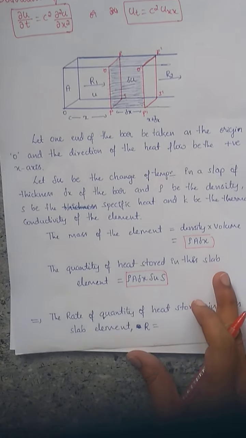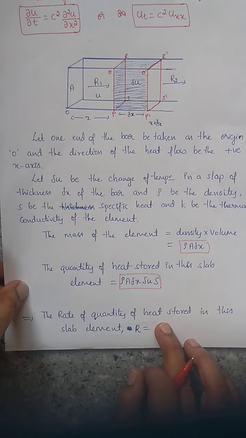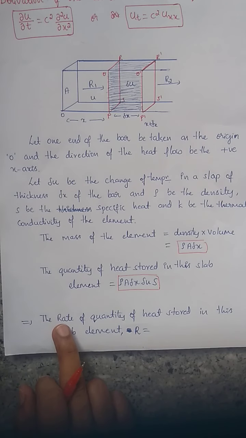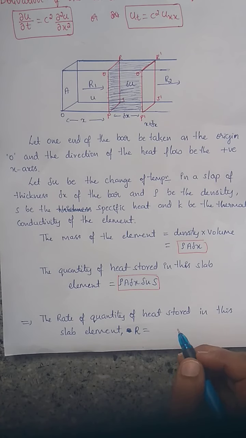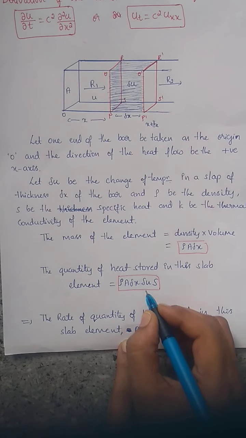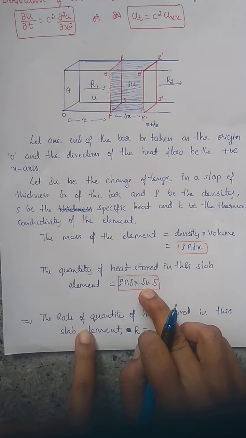Next, the rate of quantity of heat stored in this slab. Using this formula for the quantity of heat stored, we can write the rate of quantity of heat stored in this slab as rho A delta x delta u. Here we have to write delta rate of quantity. What is delta u?